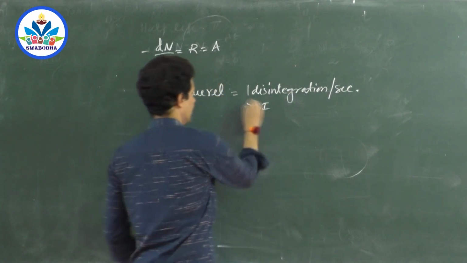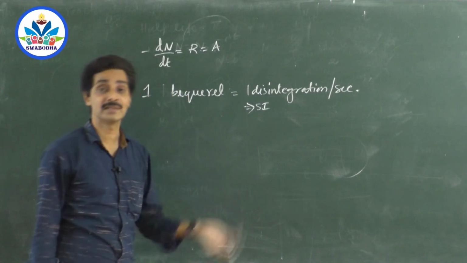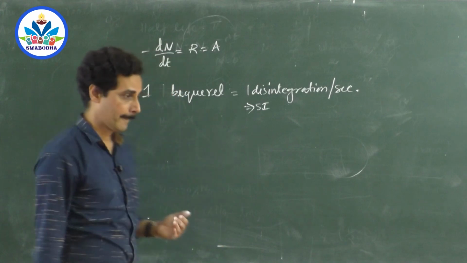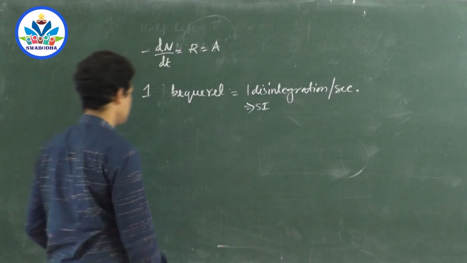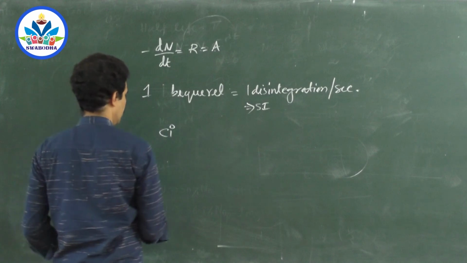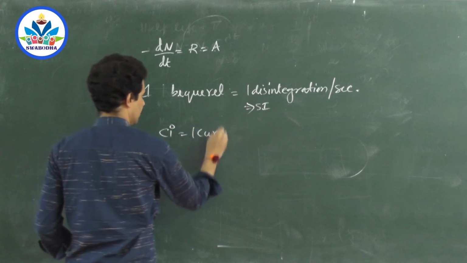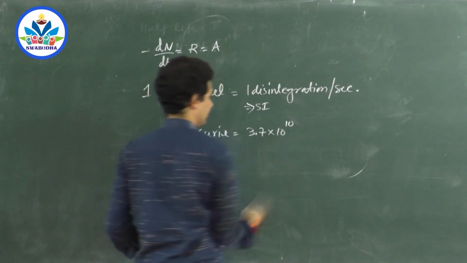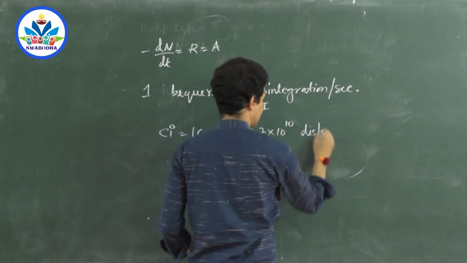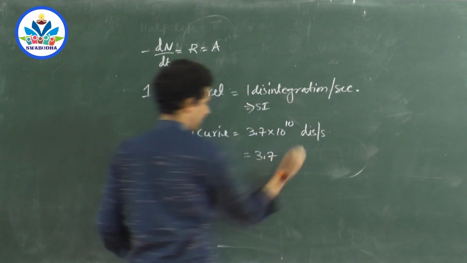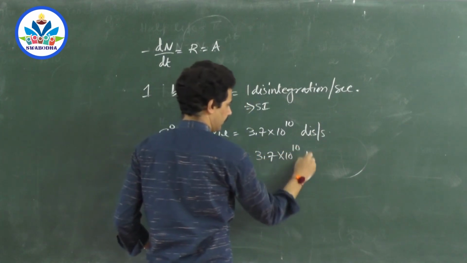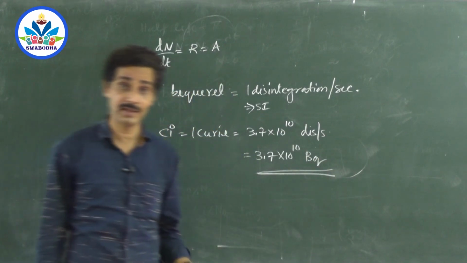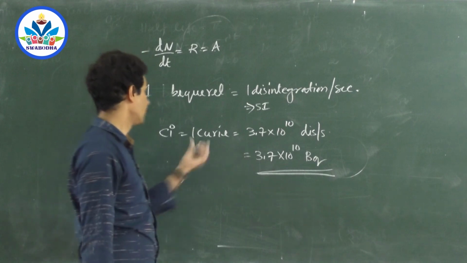Then you have some other famous units for measuring disintegrations per second. One is the Curie, Ci. 1 Curie is equal to 3.7 into 10 to the power 10 disintegrations per second, or that is equal to 3.7 into 10 to the power 10 Becquerel. That is called 1 Curie.